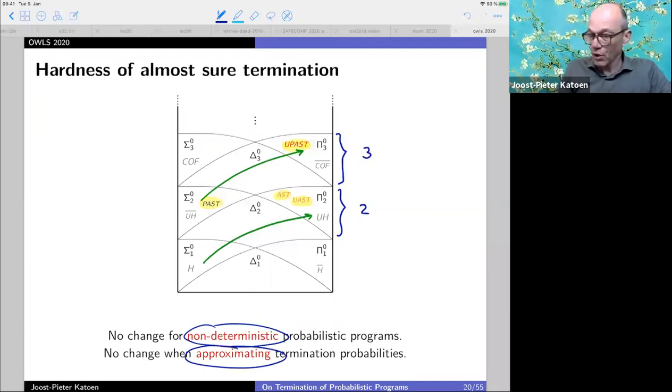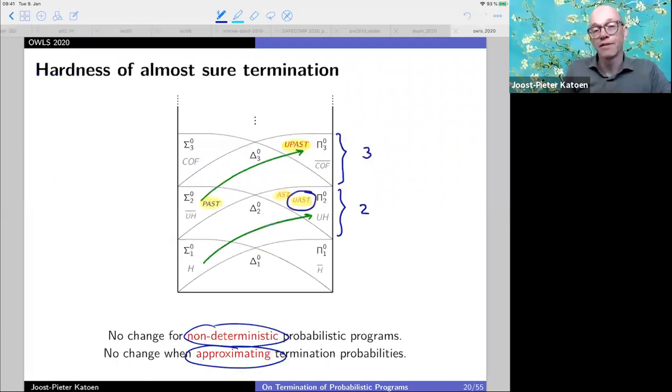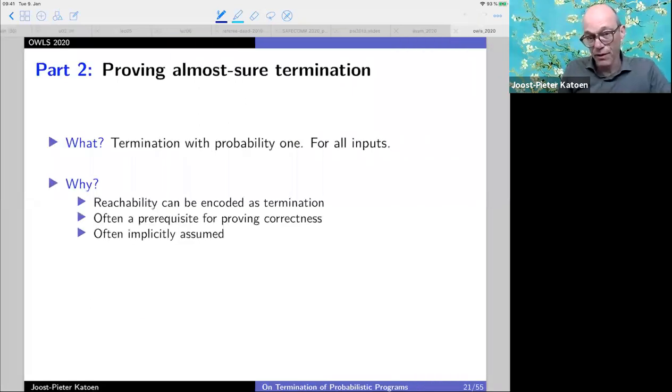Good. So now we know a little bit more about, let's say, the level of undecidability of these kinds of problems. As a next step, I would like to talk about how to prove almost sure termination. So I'm going to consider this case, level 2, and we're going to provide a proof rule to prove almost sure termination. Now, this is an important topic.